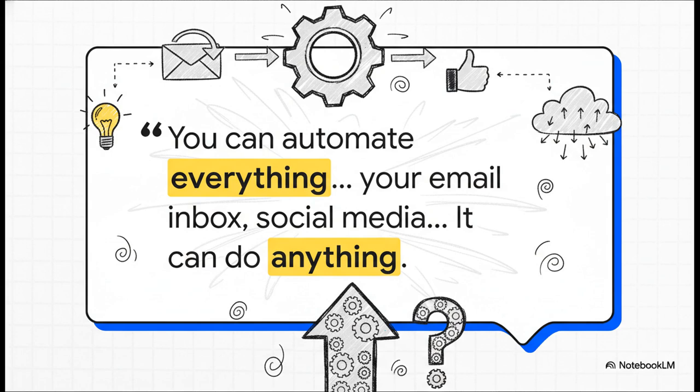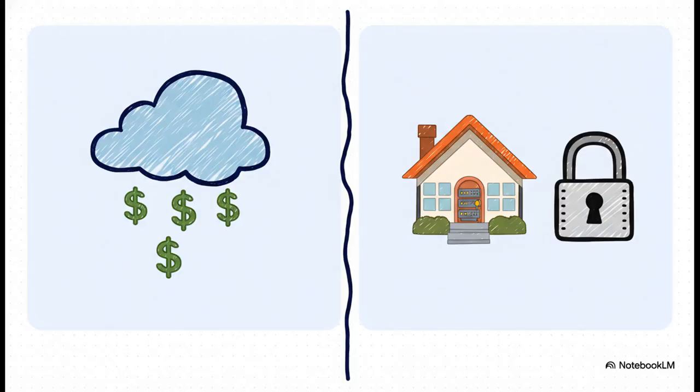And I love this quote from the source material because it just nails it. The potential is so huge, it's almost funny. We're talking about a tool where the biggest challenge is just deciding what awesome thing you're going to automate first. Okay, so you're probably thinking, how is this different from, say, Zapier or IFTTT? And that's the key question.